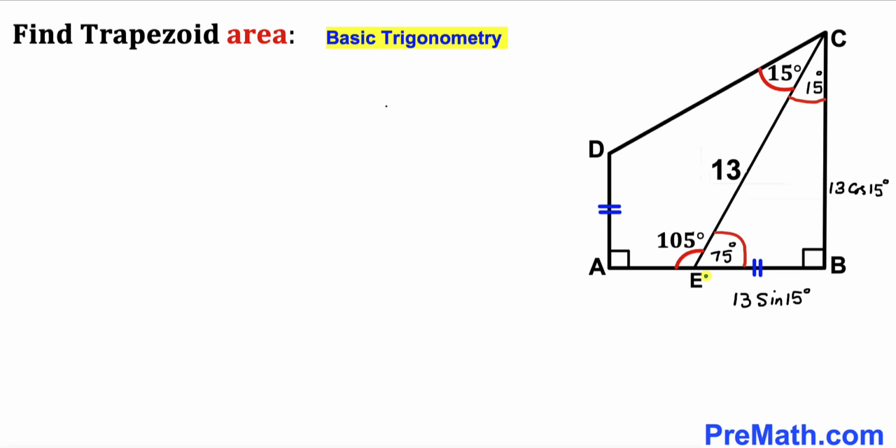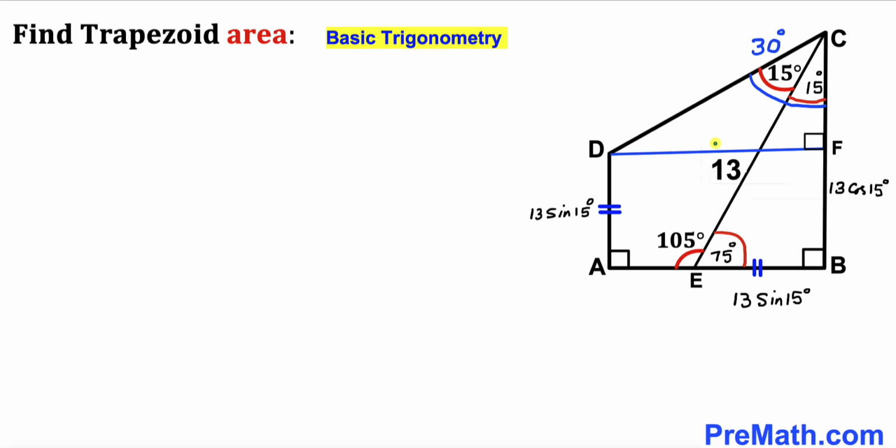And now let's make an observation. We can see that this segment EB is equal to this side AD. If this side length is 13 times sine of 15 degrees, then this has got to be 13 times sine of 15 degrees as well. And here's our next step. Let's focus on this whole angle that is going to be equal to 15 degrees plus 15 degrees, which makes 30 degrees.